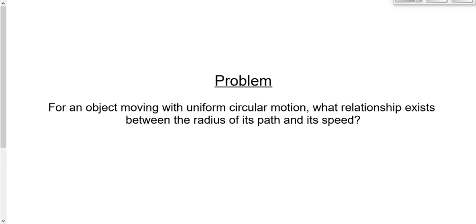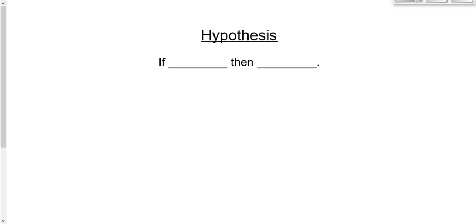Now, there's all kinds of different relationships that could exist, right? We could have a linear relationship. If it's a linear relationship, then as r goes up, then v goes up. It could be an inverse relationship. If it's an inverse relationship, as r goes up, v goes down. It could be an exponential relationship. So in other words, as r goes up, v goes up even faster. Okay, so it could be all kinds of different relationships. In the end, you're going to find out what that relationship is.